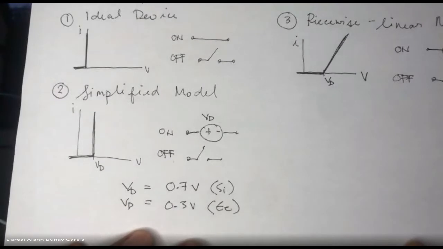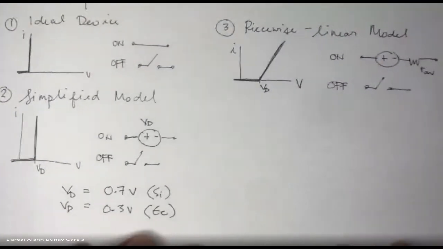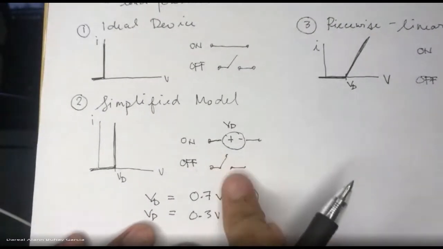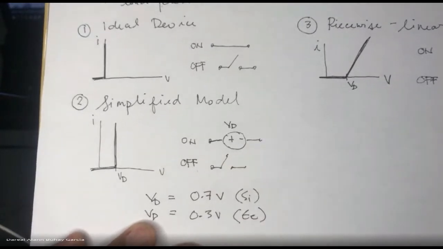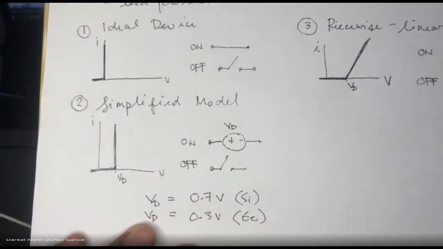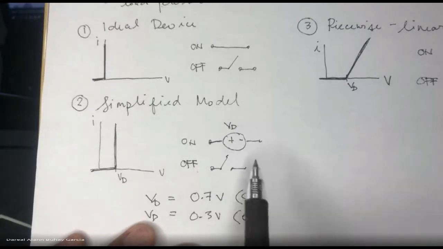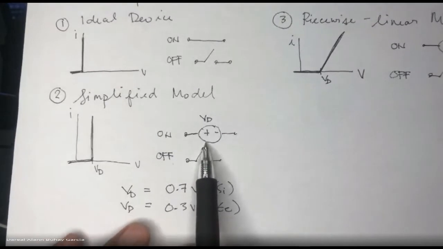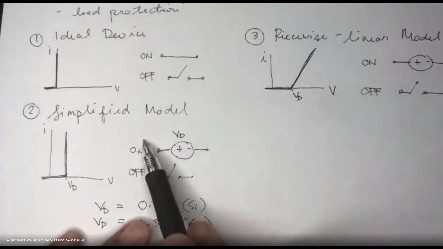Now, which of these are we going to use? Okay? We're going to mostly use a simplified model. Not only is it more realistic than the ideal device, since technically the diode's characteristics are not just a switch, but it also has a voltage drop, no? The simplified is more realistic. Now, how about the piecewise, since the piecewise is even more realistic than the simplified.